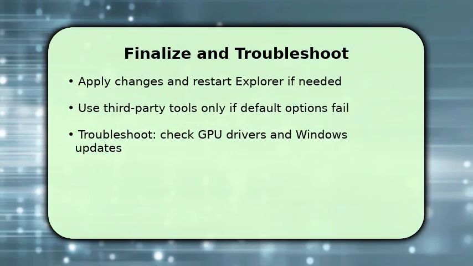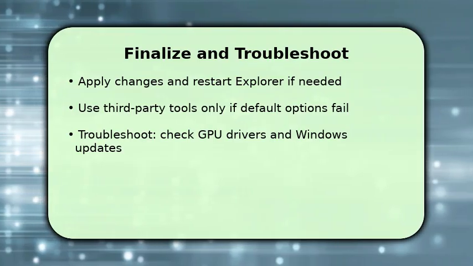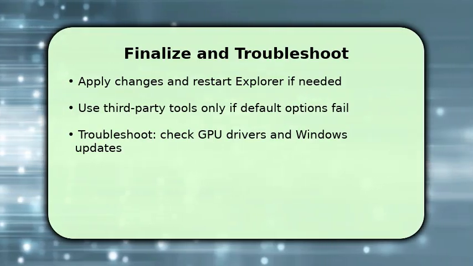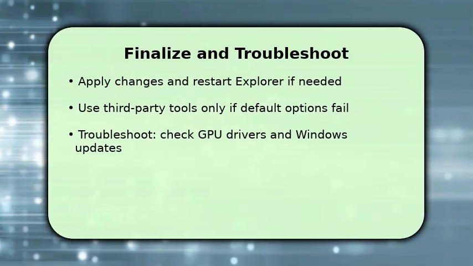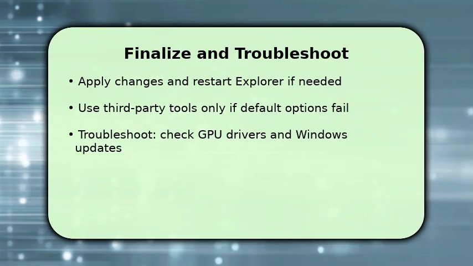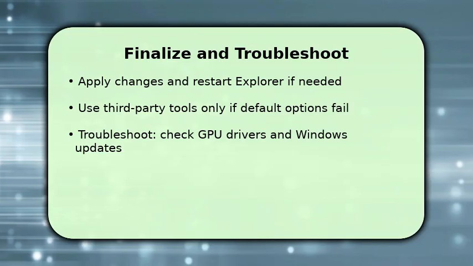Finish by applying all changes, and if the taskbar doesn't update, restart Windows Explorer. Open Task Manager, find Windows Explorer, right-click Restart. If you want stronger transparency than Windows offers, consider reputable third-party tools, but be cautious and back up settings first.